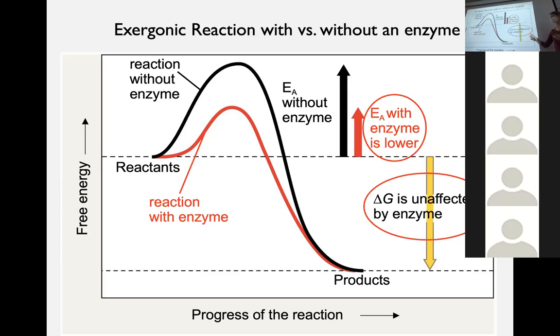So delta G is unaffected. You don't get more energy released or less energy released because you have an enzyme. The same amount of energy is either released or required if we're talking endergonic. It's just this initial getting started energy, that activation energy, that changes.